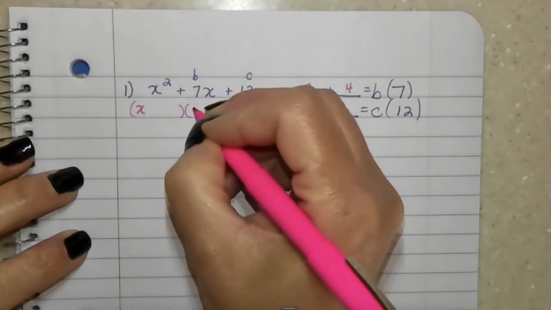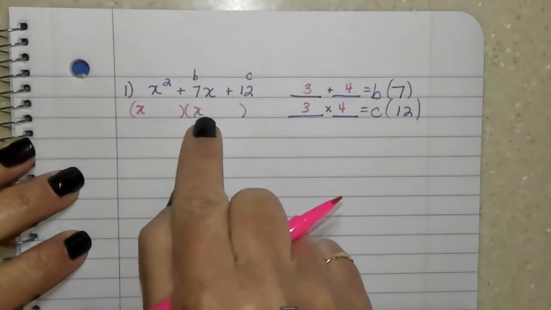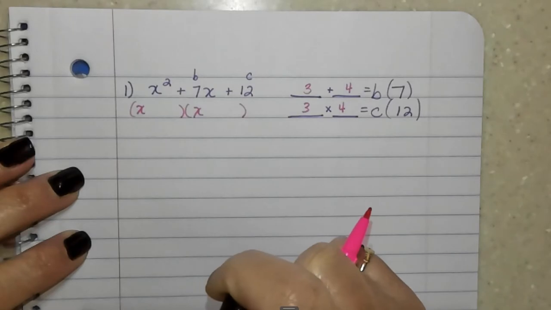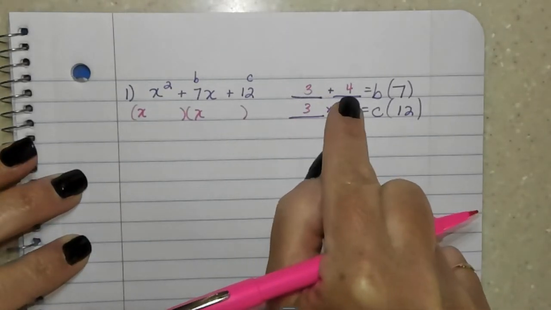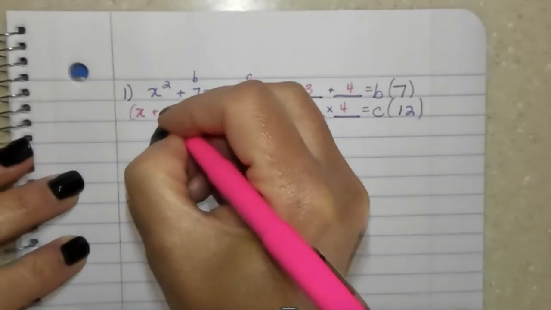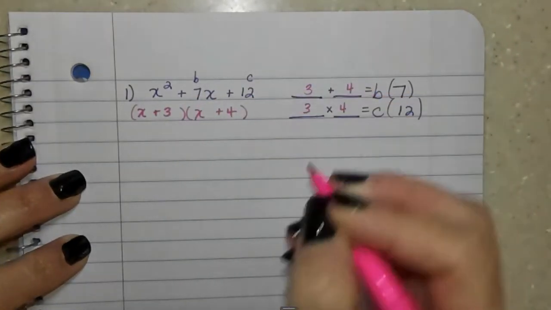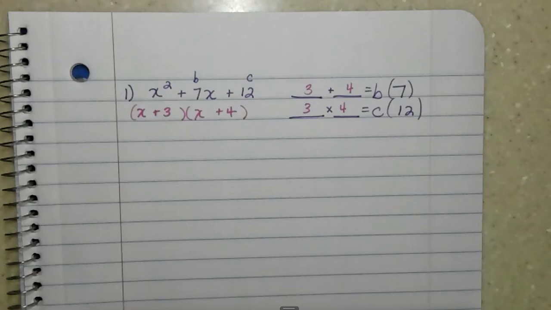Okay, it's a no. So, here's what you write in your parentheses. We've got an x in each parenthesis. That's going to give us the x squared if we were to FOIL. Then, these two numbers, the positive 3, the positive 4, that's what goes in your parentheses. That's it. You're done. That's your answer.